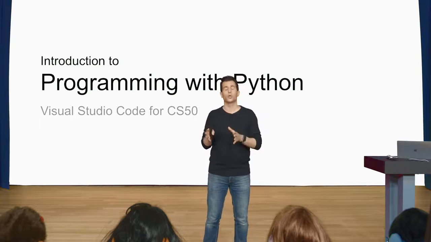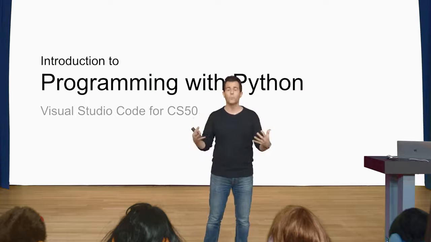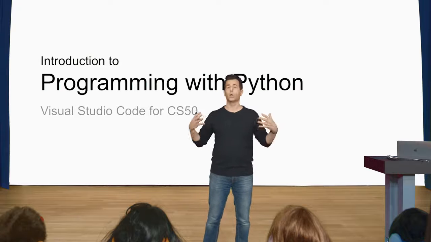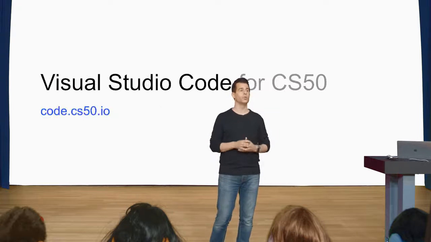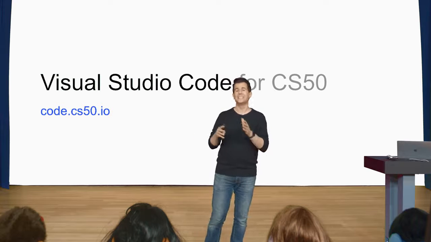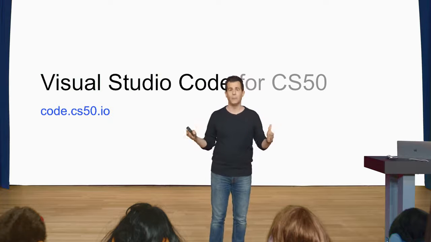And so instead, for this course, we recommend that you use VS Code, yes, but you use it in the cloud by way of CS50's own implementation thereof on top of something called GitHub Codespaces, which is a hosted version of the same. To use Visual Studio Code for CS50, go to code.cs50.io, where you'll be prompted to log in with your free github.com account.